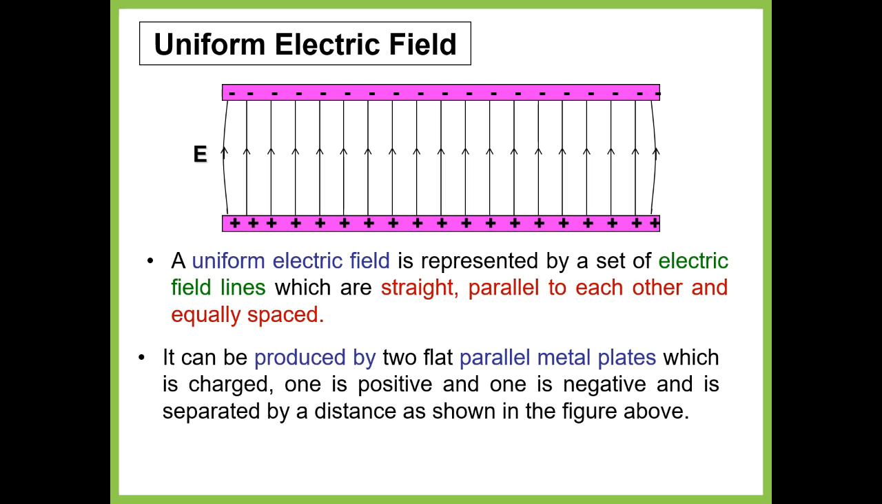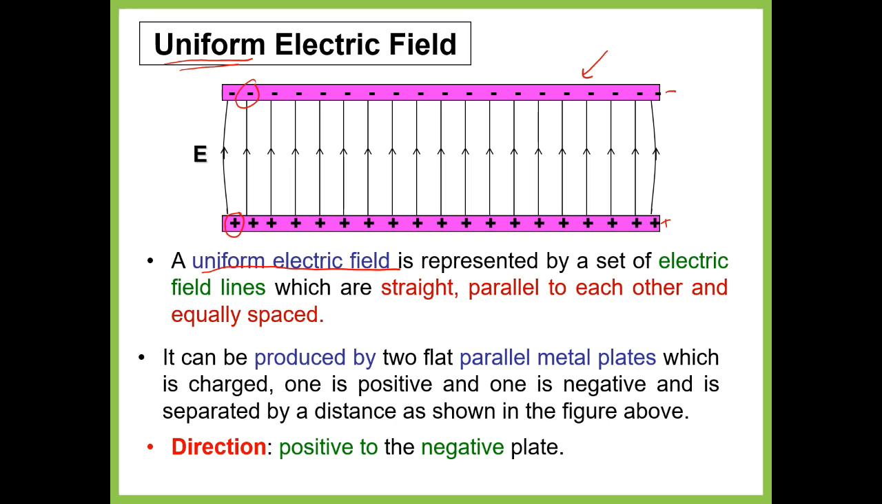Uniform electric field is special. Why? Because it is only formed in between two plates of opposite sign. So we have positive and negative. So the direction of electric field is always from positive to negative. The uniform electric field is represented by a set of electric field lines that are straight, parallel to each other, and equally spaced, meaning the distance between the two lines are the same. So that is what equally spaced means.